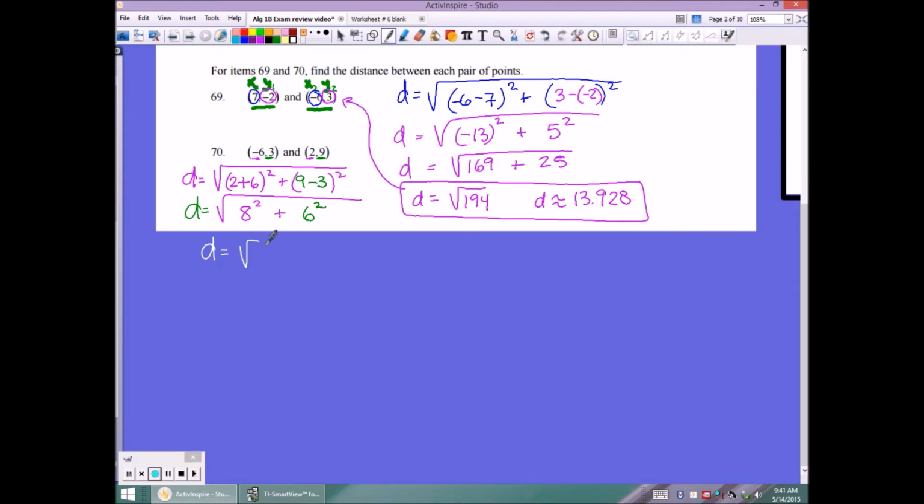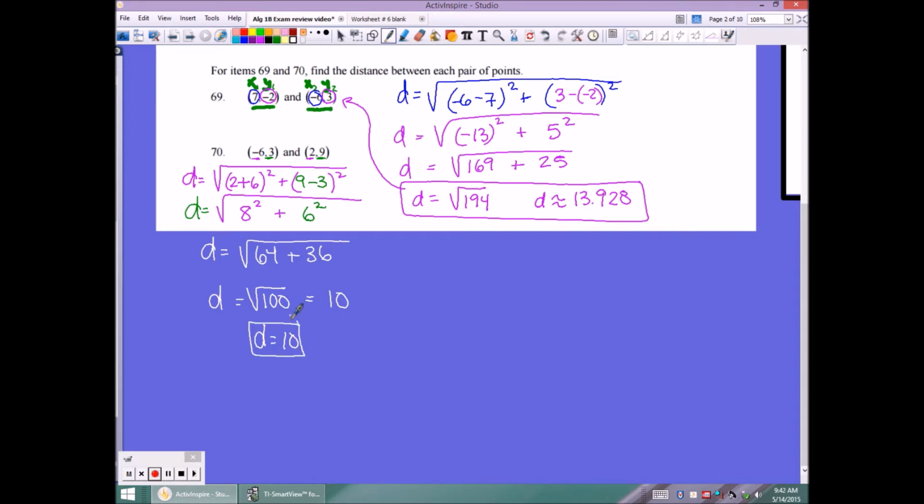D is the square root of 64 plus 36. Add those up. 6 and 4 is 10. That's 9, so 90 plus 10 is 100. That's so nice. So the square root of 100, I wouldn't want to leave it like this because I could simplify and get an exact answer of 10. So the distance between those 2 points is 10.